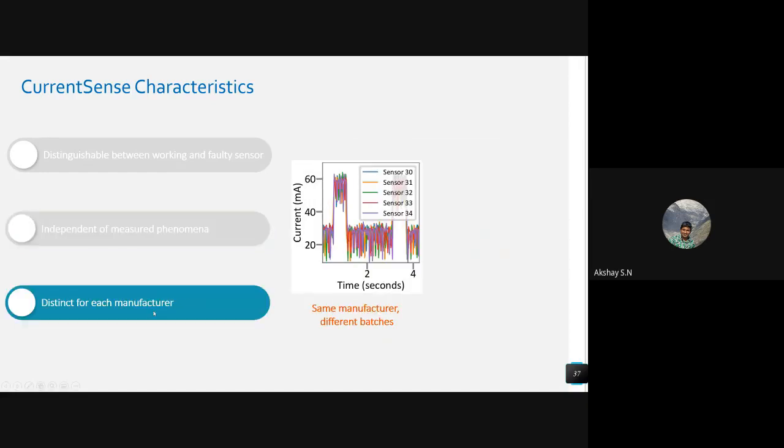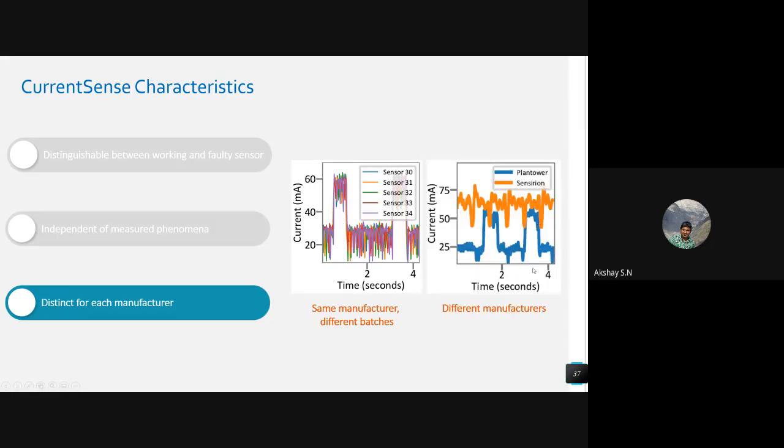The third property is, does this fingerprint remain the same across all pollution sensors? If I take pollution sensors from the same manufacturer, these are 5 pollution sensors from the same manufacturer, all of them have very similar signatures. However, if I take two different manufacturers, like the blue one is a Plantower sensor from China and the orange one is a Sensirion sensor from the US, you can see these two have different signatures. And now, just like before, we can determine first whether it is a pollution sensor, and then we can also say from which manufacturer the pollution sensor is.